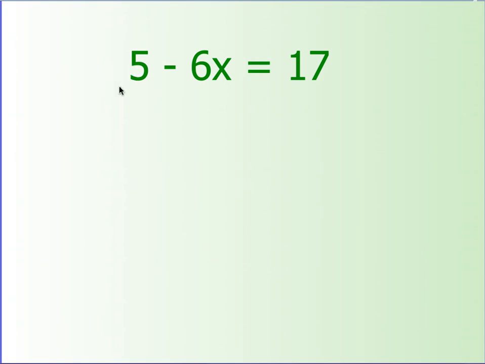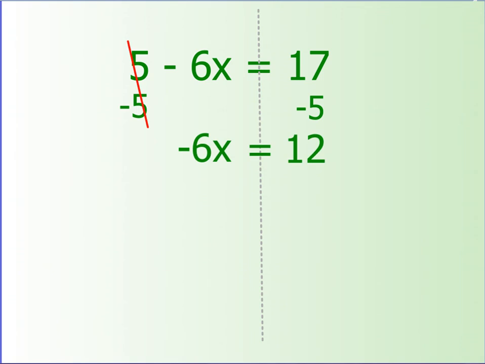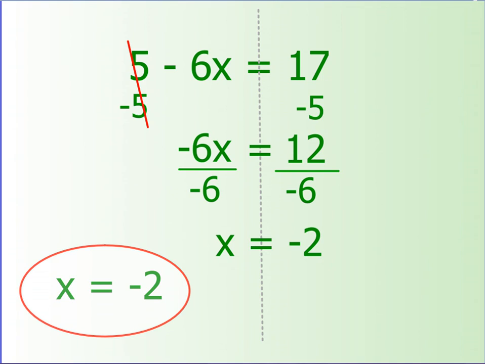To undo a positive 5, and I could reverse this order and put negative 6x plus 5 if it makes it easier. But first of all, I've got to get rid of that positive 5, so I'm going to subtract 5 to get that done. And I have negative 6x equals 12. Then I can divide by negative 6, and I end up with a solution of x equals negative 2. Be careful that you take care of your constant before you take care of your coefficient.